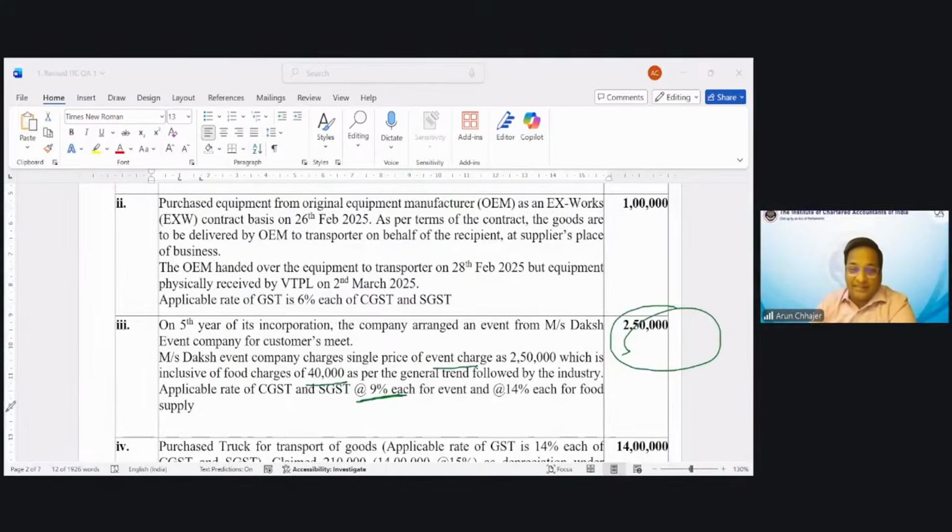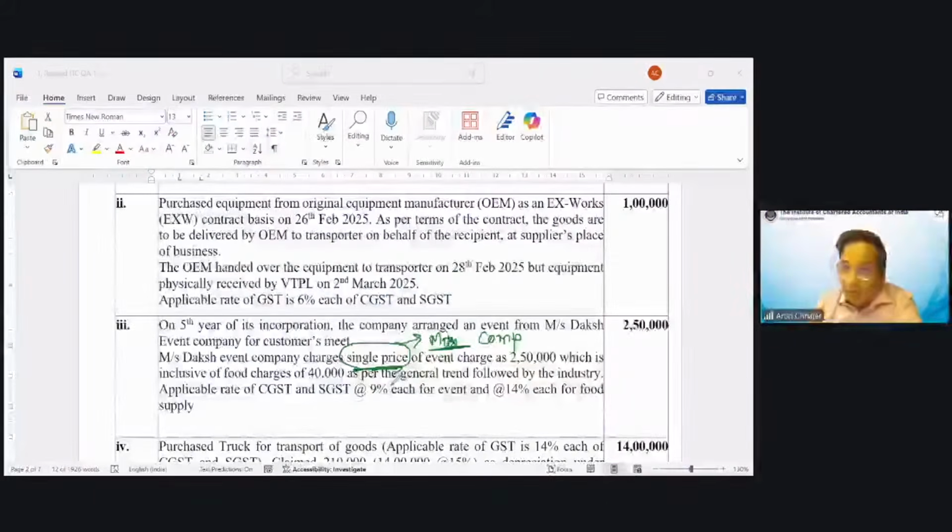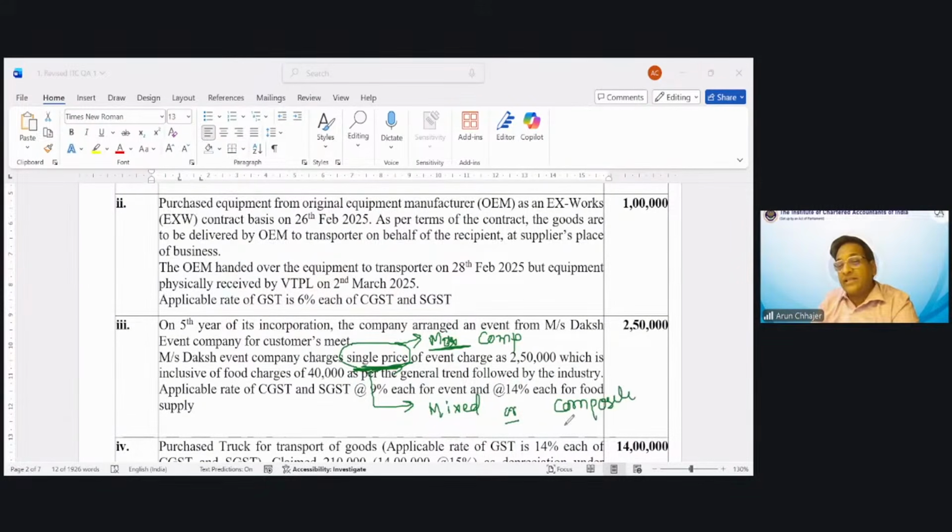Now tell me one thing. Single price, is it a condition of mixed supply or is it a condition of composite supply? The price should be single. Now I will create a doubt and then clarify it. My price should be single only, where is this written, in composite or in mixed?